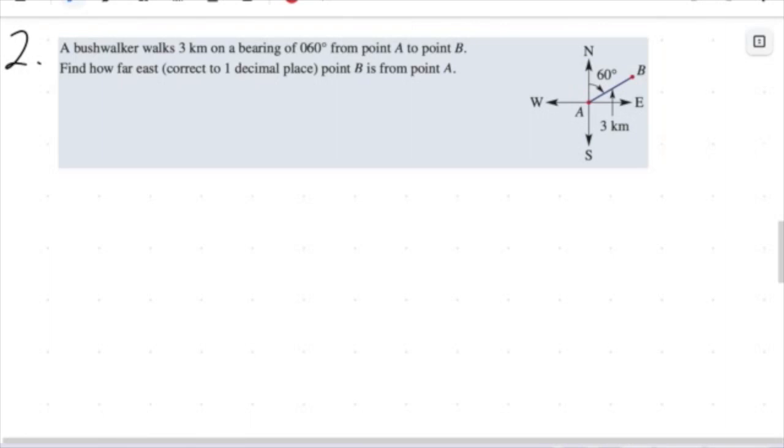Now let's look at our second question here. And here is where we're going to start applying not only our angle geometry, but also our trigonometry that we've done so far. Now we want to underline the most important bits here. So a bushwalker walks 3 kilometers on a bearing of 60 degrees from point A to point B. So that is this line up here. This is the direction and the distance the bushwalker is walking. How far east, correct to 1 decimal place, is point B from point A?